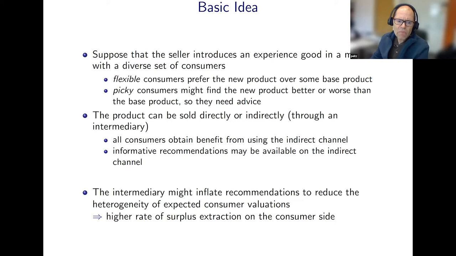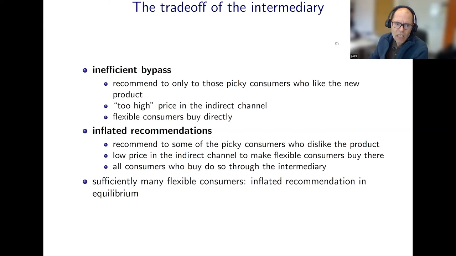And the reason the intermediary wants to do this has to do with the ex ante heterogeneity of consumers. What it is doing is reducing the heterogeneity of the expected consumer valuations for those consumers who buy. And this allows for a better surplus extraction on the consumer side. The intermediary may pick this inflated recommendation outcome. It means recommending it to some of the picky consumers who dislike the product. And all consumers who buy will buy through the indirect channel.